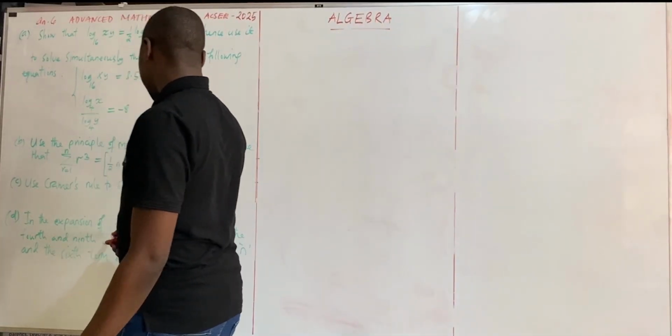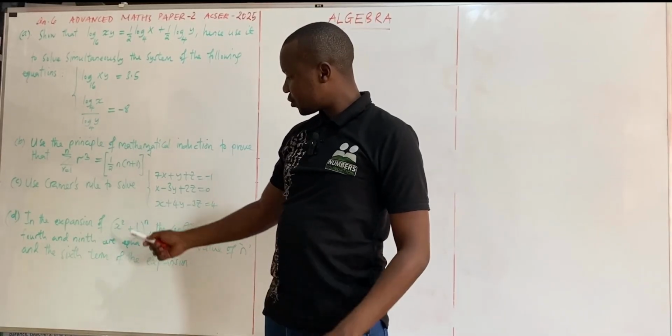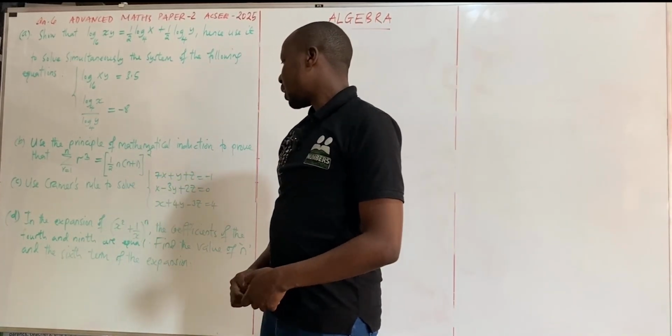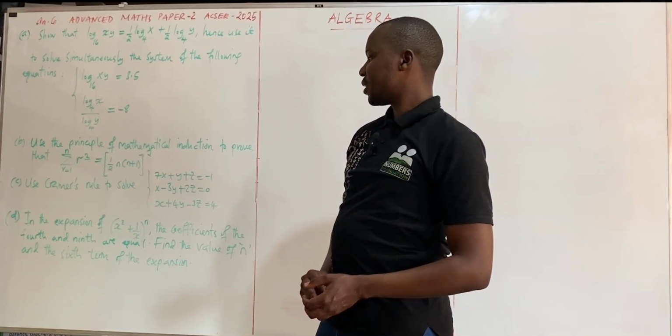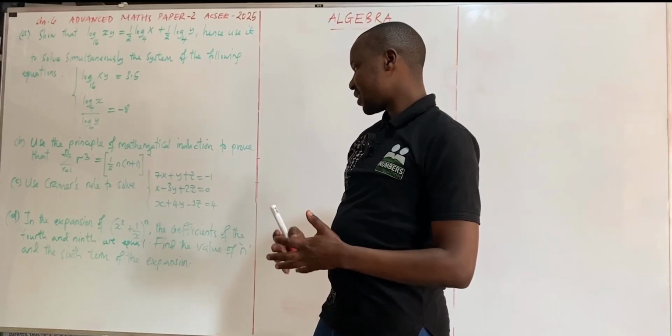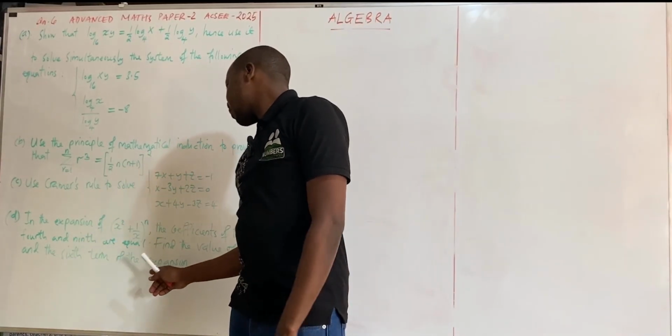Now in the expansion of (x squared plus 1 over x) raised to n, the coefficients of the fourth and ninth terms are equal. It means the fourth and the ninth terms have the same coefficients. Now find the value of n and the sixth term of the expansion.